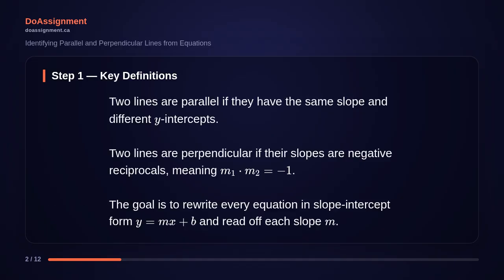Before we compare lines, let's recall the rules. Two lines are parallel when they have the exact same slope but different y-intercepts. Two lines are perpendicular when their slopes are negative reciprocals of each other. That means the product of the two slopes equals -1. Our strategy is to rewrite all three equations in slope-intercept form and then compare slopes.